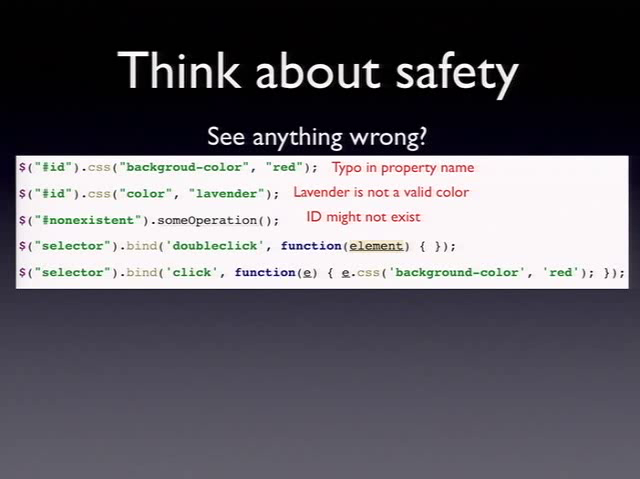The next one's kind of tricky. Can anybody guess what's wrong with that one? It's binding a callback event handler for the double-click event. The problem is it's called dblclick, not double-click. I think that could be an easy mistake for some people to make. The last one I'm going to leave as an exercise for the reader. So later on, you can download the presentation and see if you can figure out that last one.